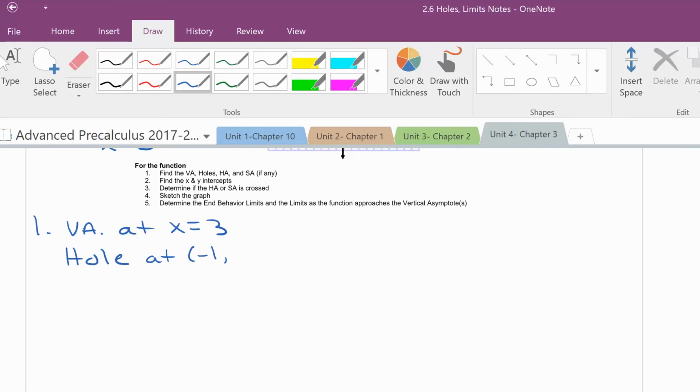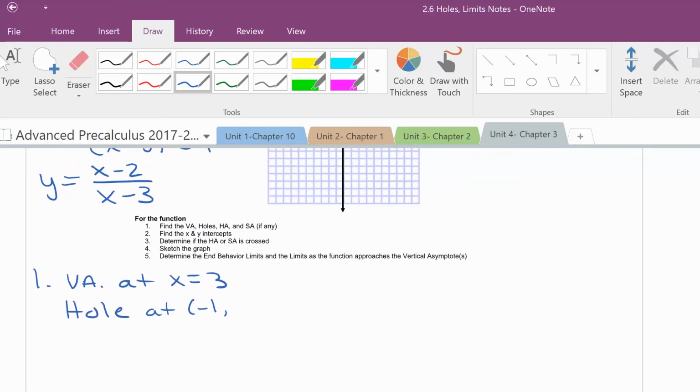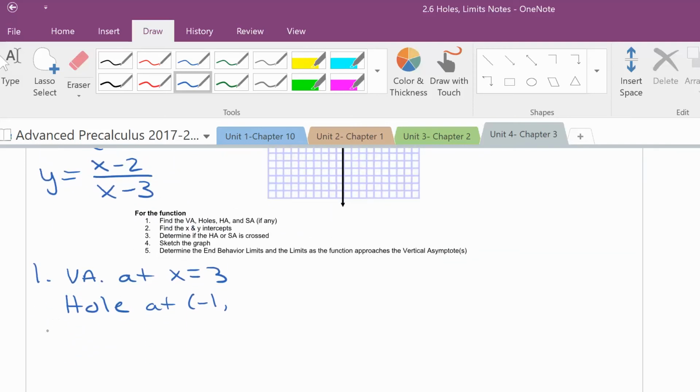To figure out the y value of the hole, you take that negative 1 and you put it into the simplified version. And you get negative 3 over negative 4, which is positive 3/4. So at negative 1 and positive 3/4, that's where you have a hole.